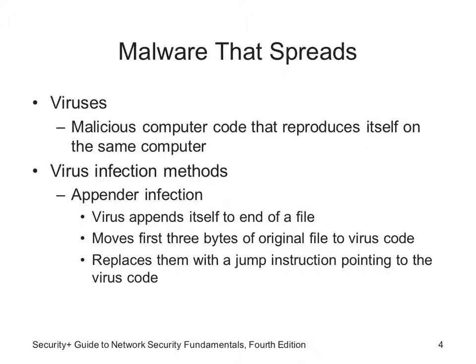The virus basically moves the first 3 bytes of the original file to the virus code, and then it replaces itself with what's called jumping instructions over and over again. It does iterations over and over again every time the app is restarted or the file is restarted and opened up.